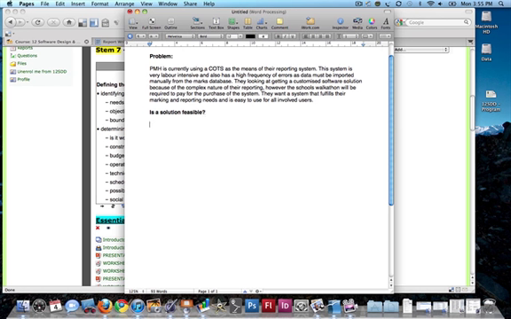So if we look at the scenario, Parameta Marist is currently using a customized off-the-shelf application as the means of their reporting system. So they're obviously using something like Excel and doing a mail merge. The system at the moment is very labor intensive. It also has a high frequency of errors as data must be imported manually from a Marks database. So going back to boundaries, if we were creating this system, the Marks database at the moment would be something that would be a boundary. It would be something that would be in the system's environment.